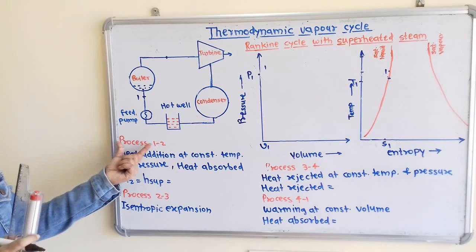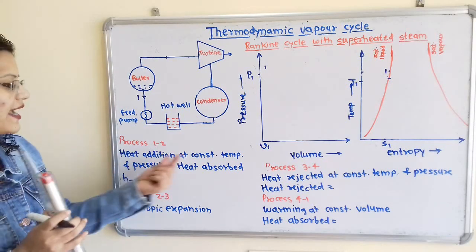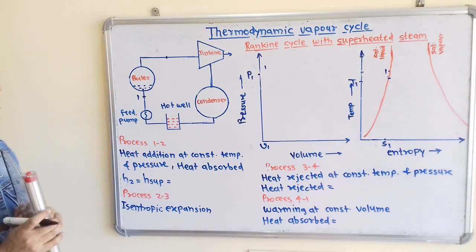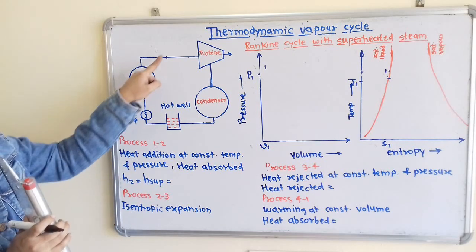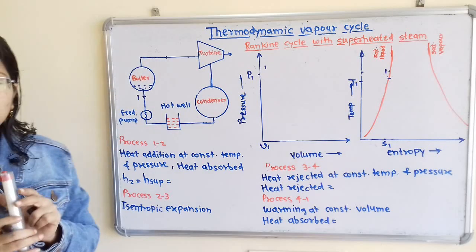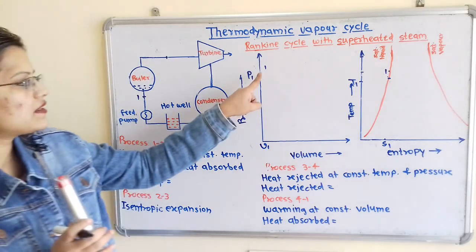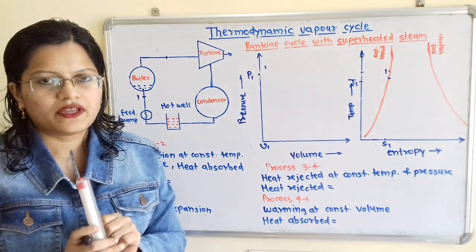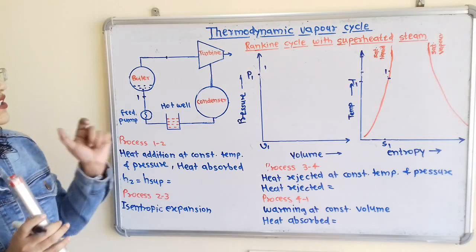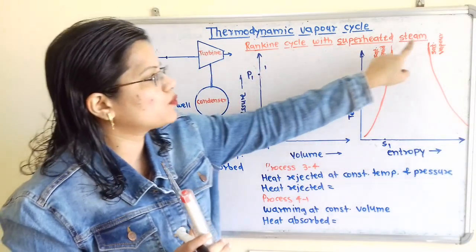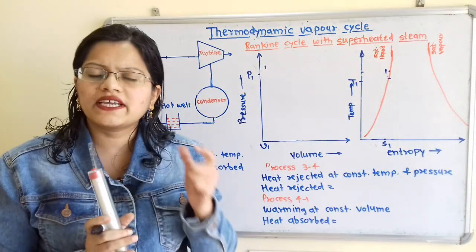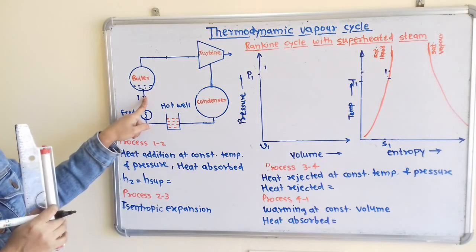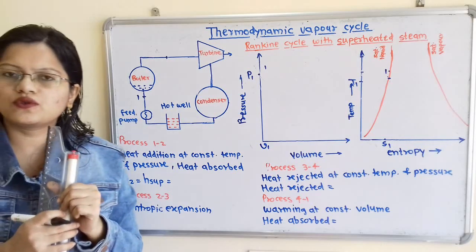Now we will move to the different processes. Process 1 to 2 is the heat addition at constant temperature and constant pressure. Now, the process 1 to 2 is taking place inside this boiler with constant pressure as well as constant temperature. Now what is the condition? The condition is the Rankine cycle with superheated steam. So when this heat addition process is taking place, the saturated water is getting converted into superheated steam.